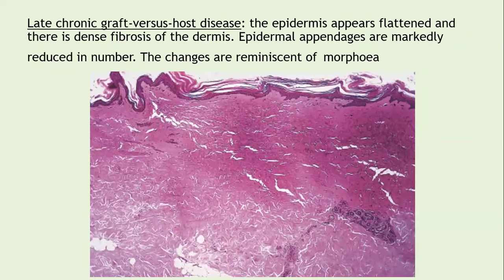Then the histopathology of chronic graft versus host disease is much similar to morphea. The epidermis is flattened and atrophic, and the dermis is thickened and fibrotic. Epidermal appendages are lost and it very much looks like morphea.